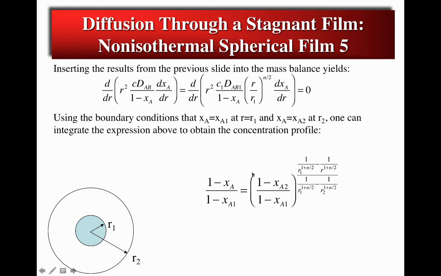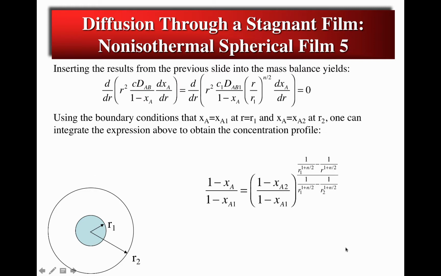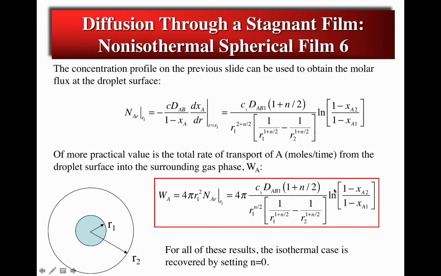We can then solve this differential equation with the boundary conditions that we specified earlier, and the result is shown here. If there is no temperature dependence and you have an isothermal case, then N in this case would just be set equal to 0. You can see that setting N equal to 0 here makes T independent of R. And so you recover the isothermal result, which we'll need in a moment, by simply setting N equal to 0.